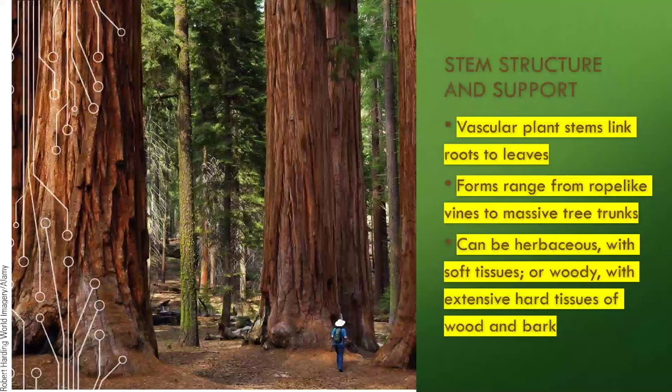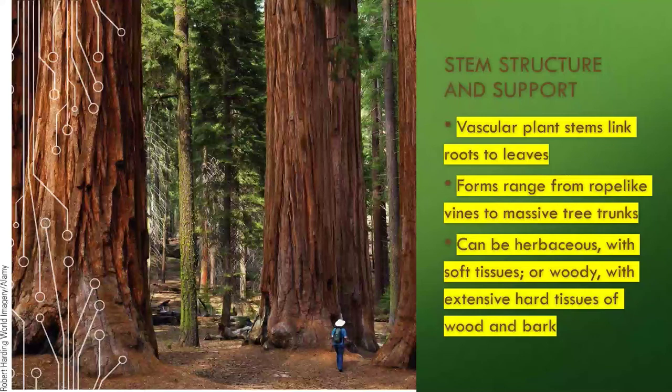Remember that in a vascular plant, the stems link the roots and the leaves together. We just talked about the movement of fluid through the plant stem, but the sugars also move through the stem, through the phloem. Stems can also form vines, as well as these massive tree trunks. There are many different types of stems, and different sizes and shapes that they can take.